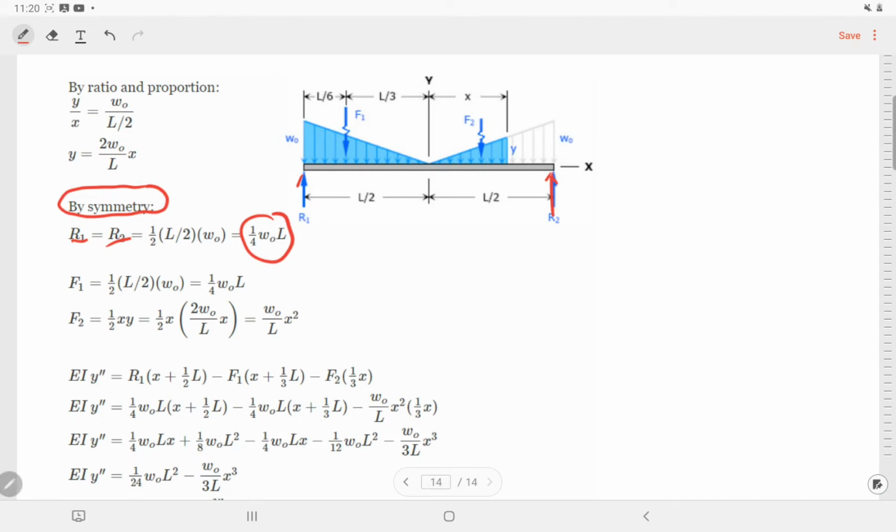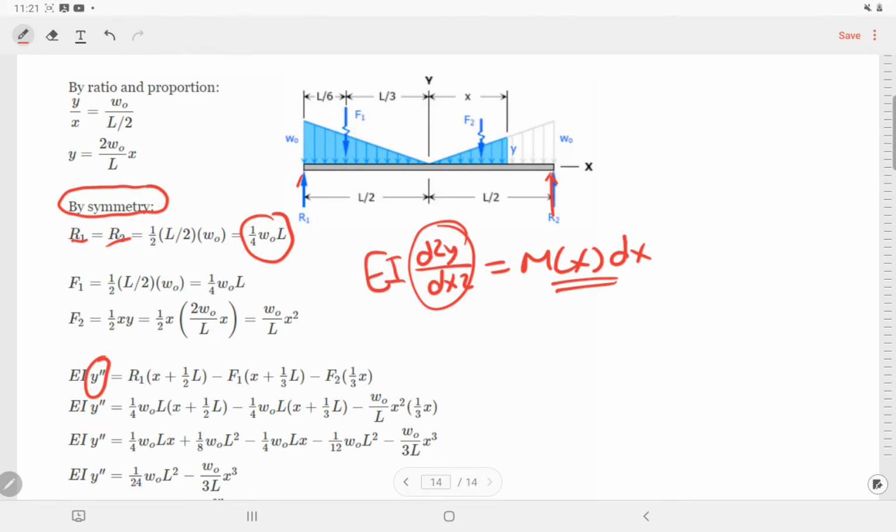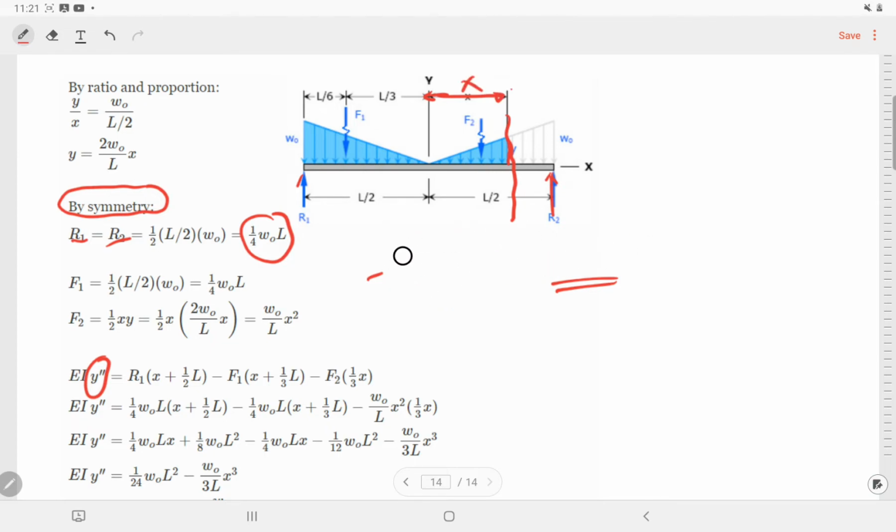We need to find the moment equation because we need to say d squared y over dx squared equals the moment M of x over EI. Here y double dash is the same as d squared y over dx squared. How can we find the moment equation? We have f1. So I cut at this location, which is at x. Okay, if I cut at this location, what do we have?